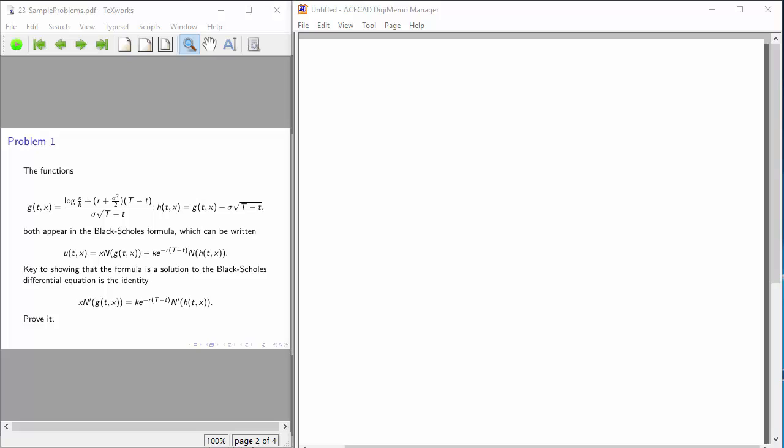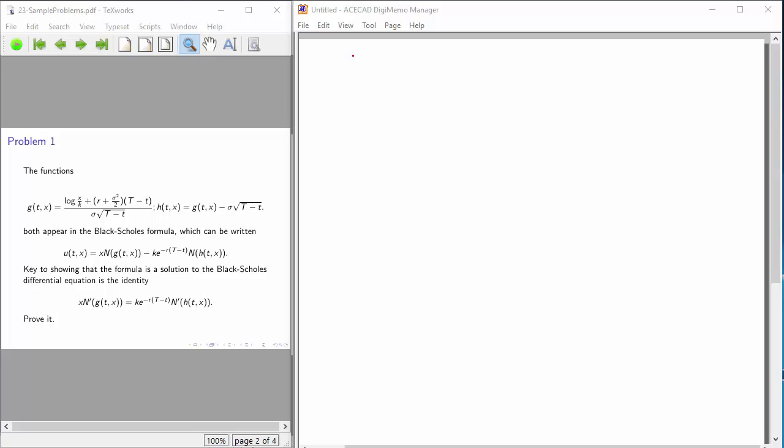Okay, here are the sample problems for class 23 of Math 117. This first rather minor calculation, when put together with the second set of workshop problems, will give us a complete verification that if you plug the Black-Scholes formula for the fair market value of a call option into the Black-Scholes partial differential equation, it works.